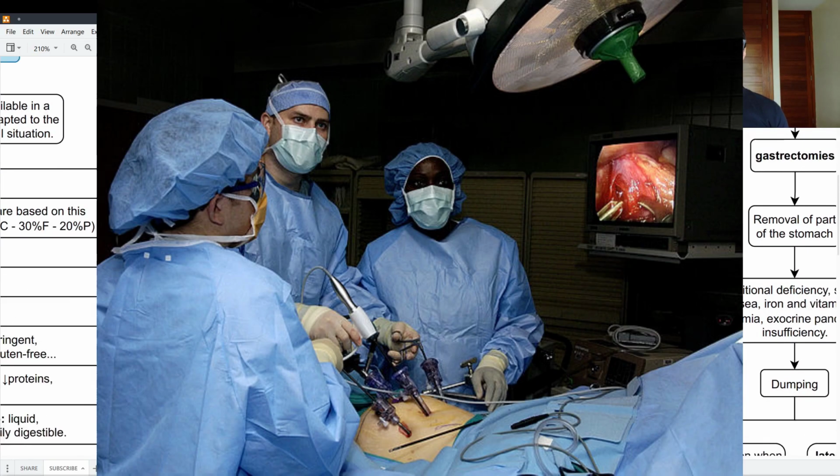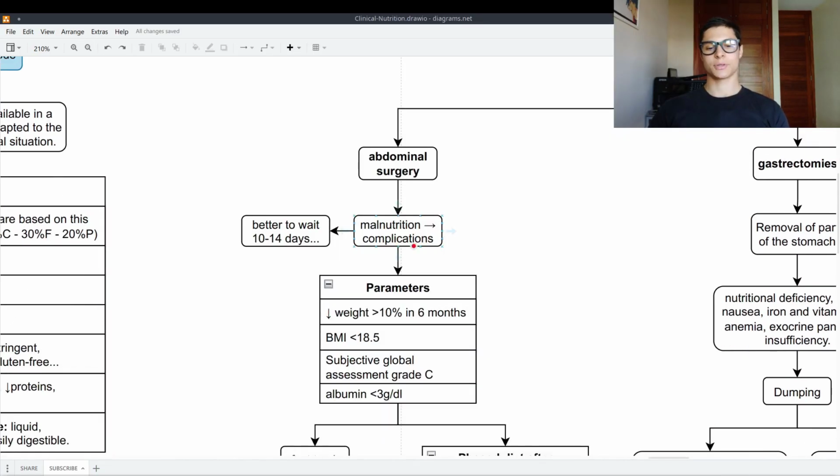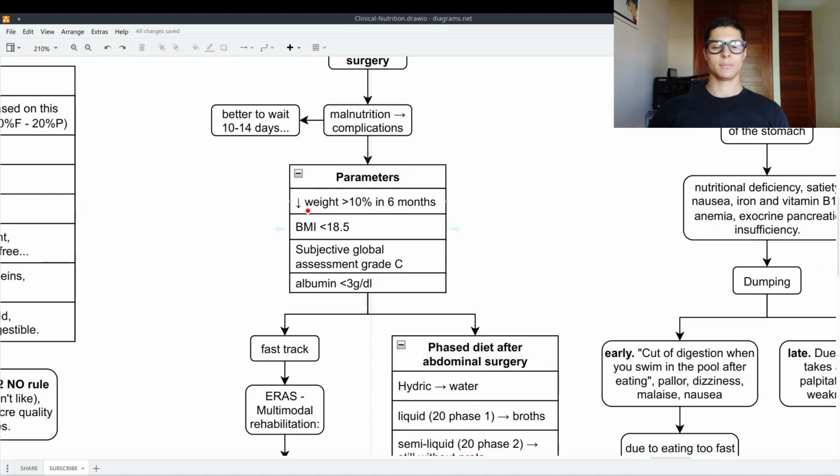Therapies. We have the abdominal surgery. Malnutrition causes complications, as always, and it is better to wait 10 to 14 days instead of doing this surgery in a malnutrition state. Parameters: weight loss higher than 10% in 6 months, a body mass index below 18.5, subjective global assessment grade C, and albumin below 3 grams per deciliter.